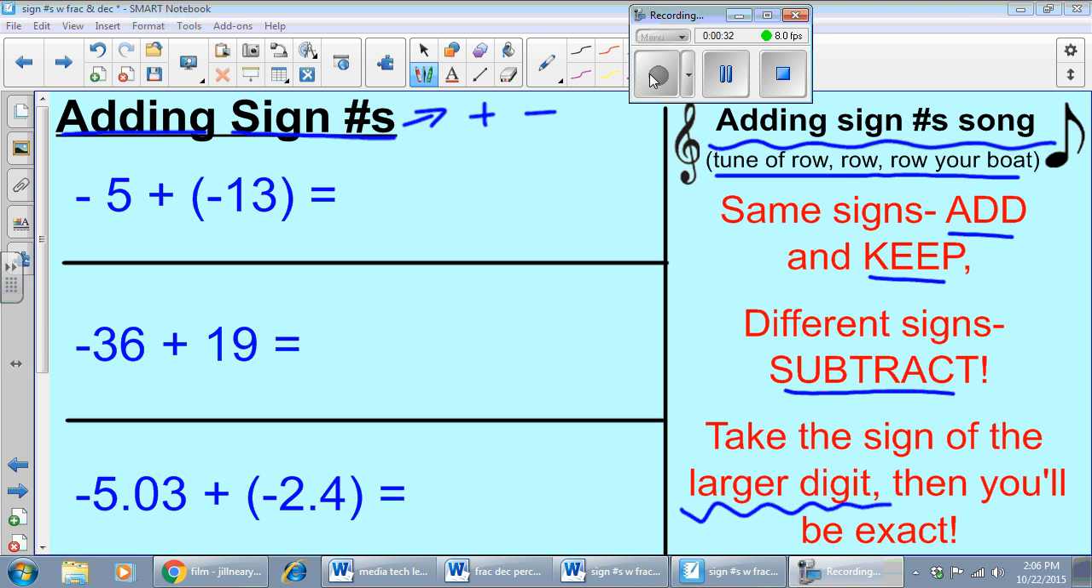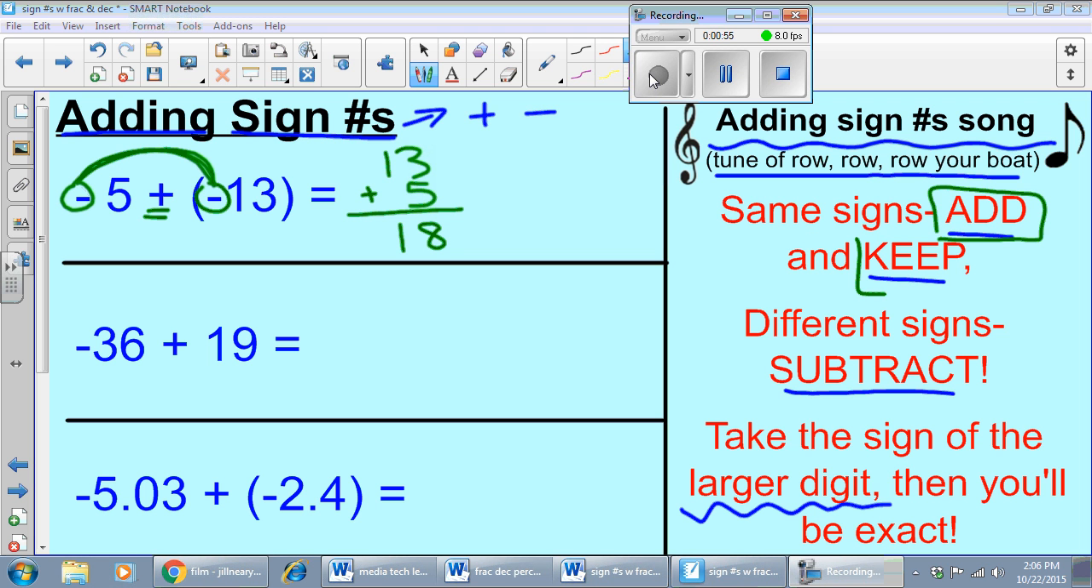So, let's look at our first question. Here I have -5 plus -13. So I'm working with the same signs because both of these digits are negative. So the song tells me same signs, add, which means add the digits. 13 plus 5. 5 plus 3 is 8. Bring down my 1, so I got 18. And keep. Keep means keep the sign that was on both of those numbers originally. So they were both negative to start, so the final answer will be negative, -18.